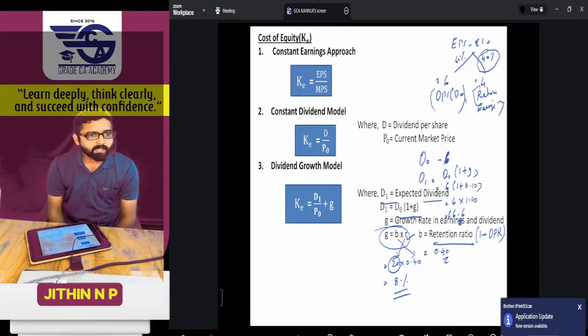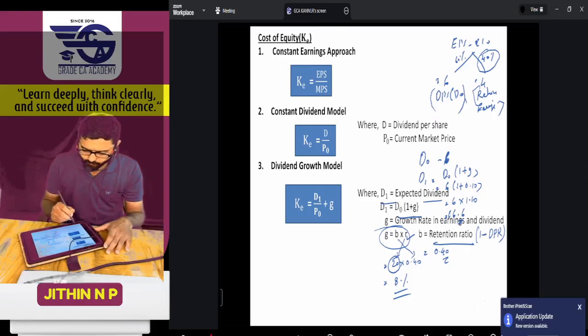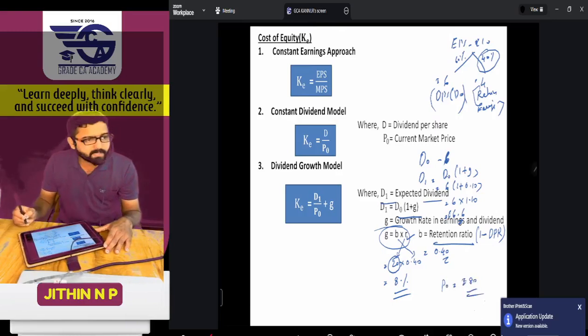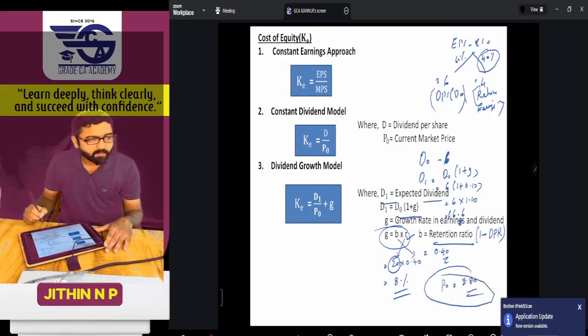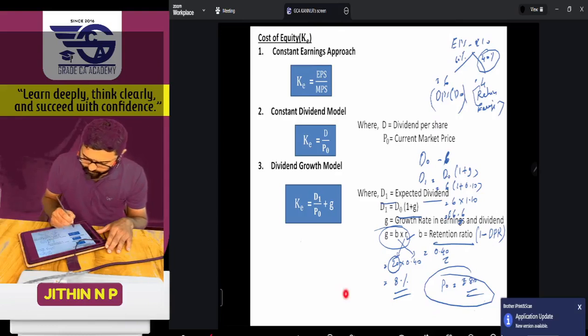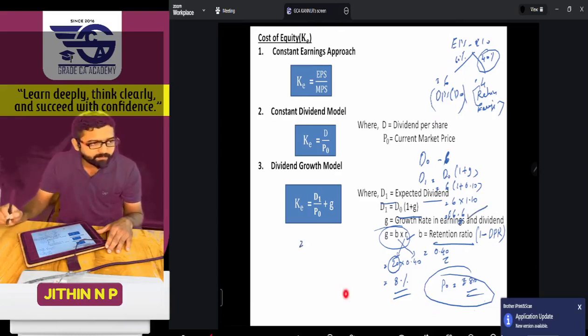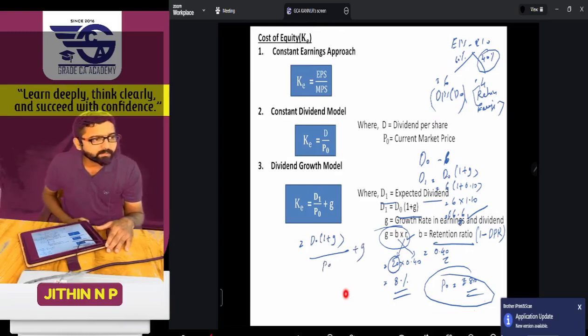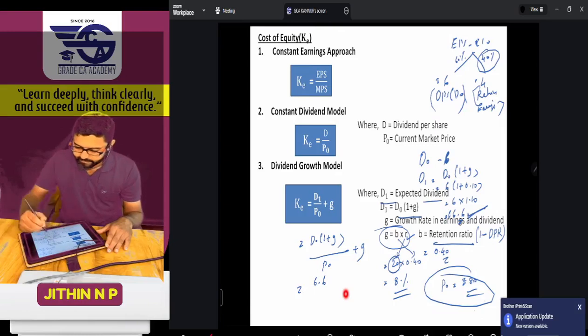Then how to apply this formula? As we know, P0, the market price, is 80 rupees, as in the previous example. D1 is 6.6. K is equal to D0 into 1 plus G divided by P0, plus G. D0 into 1 plus G is 6.6. 6 rupees is D0, into 1.1.